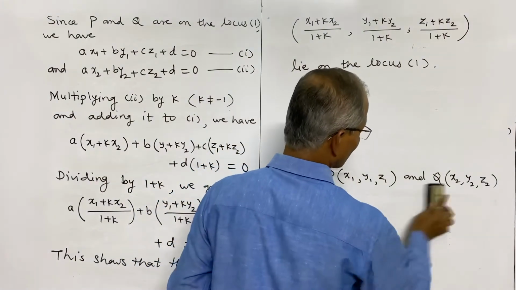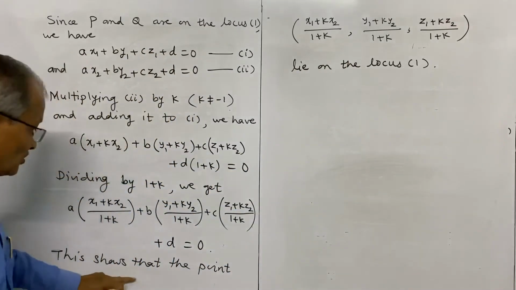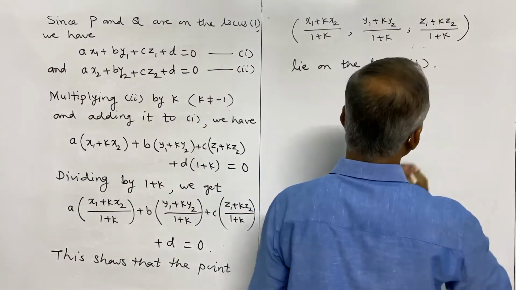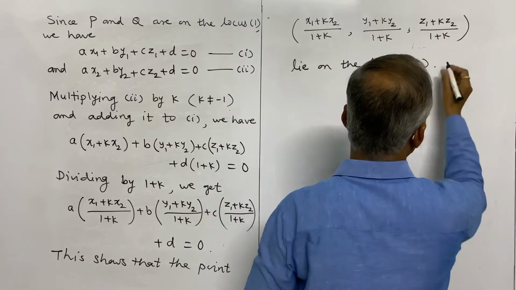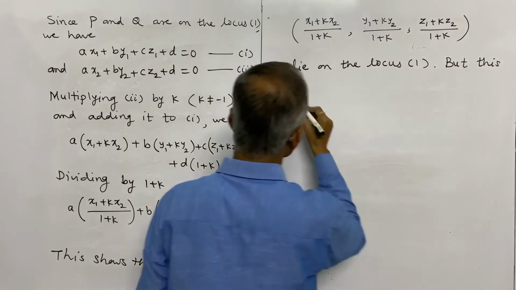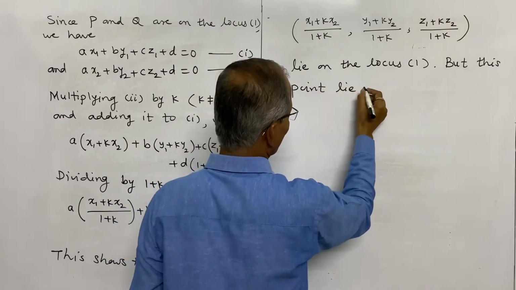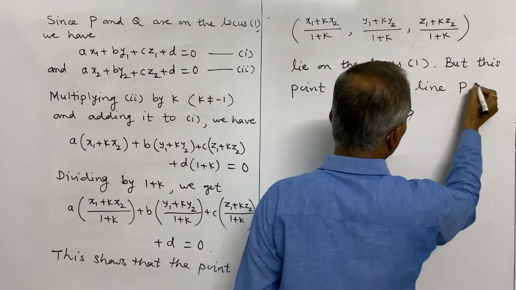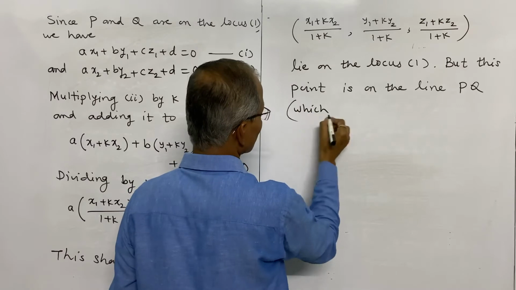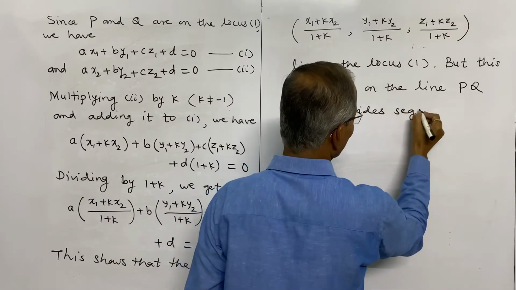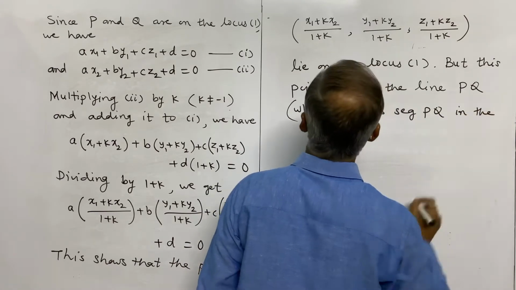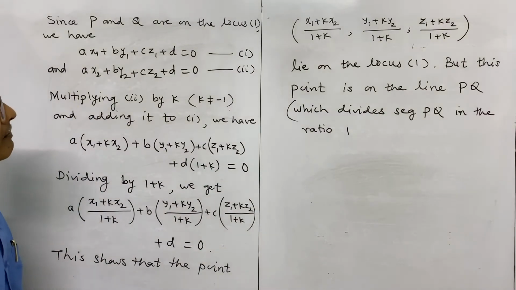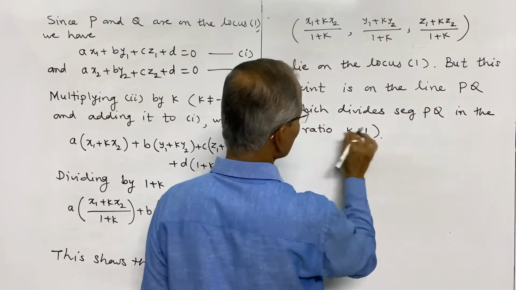The ratio is k is to 1. So this shows the point lies on the locus 1, since this point lies on the line PQ, which divides segment PQ in the ratio 1 is to k, or k is to 1. The ratio is k is to 1.